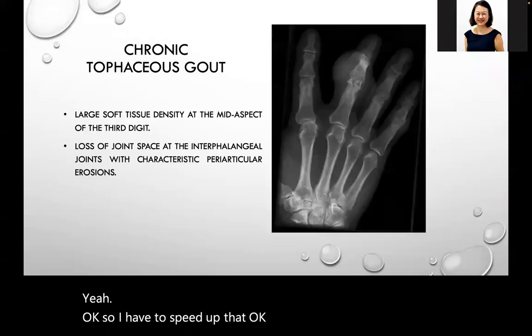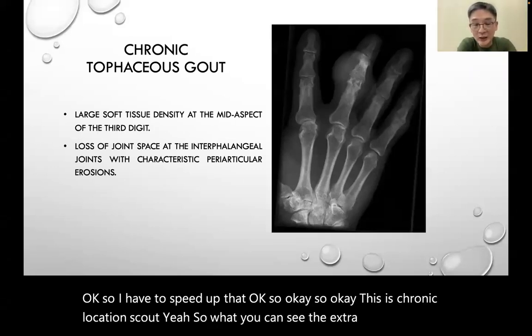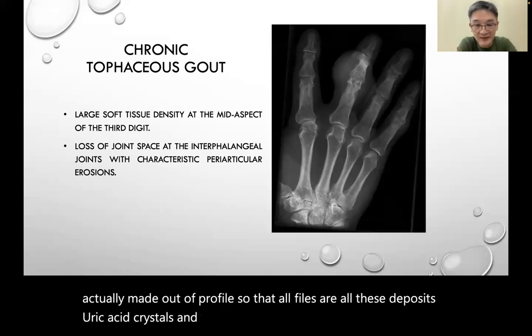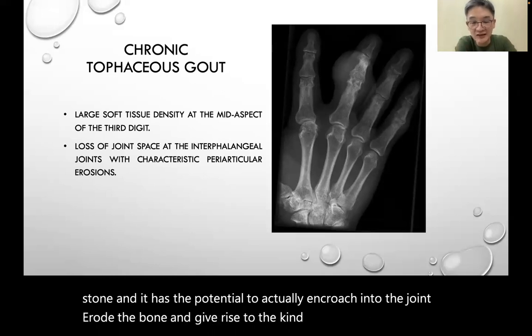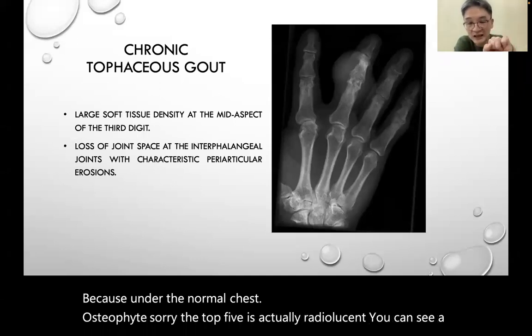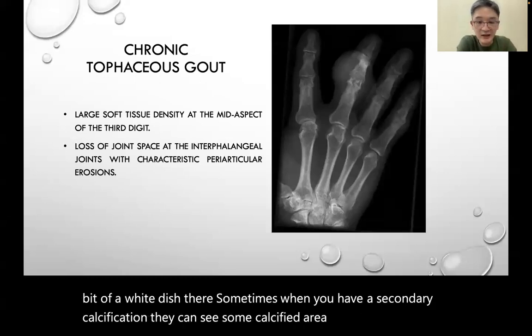Bring you back again. Okay, so this is chronic tophaceous gout. What you can see in the X-ray is that the swelling is actually made out of tophi. The tophi are uric acid deposits, uric acid crystals that become crystallized into a stone. They have the potential to encroach into the joint, erode the bone, and give rise to a typical punched-out lesion. Under a plain radiograph, the tophi is actually radiolucent. You can see a bit of whitish area there; sometimes with secondary calcification you can see some calcified areas. So this will be the tophi.